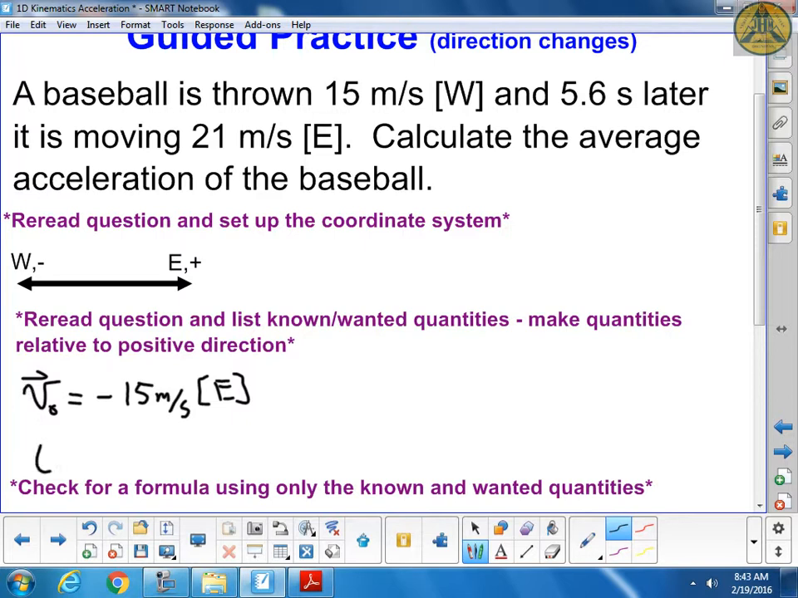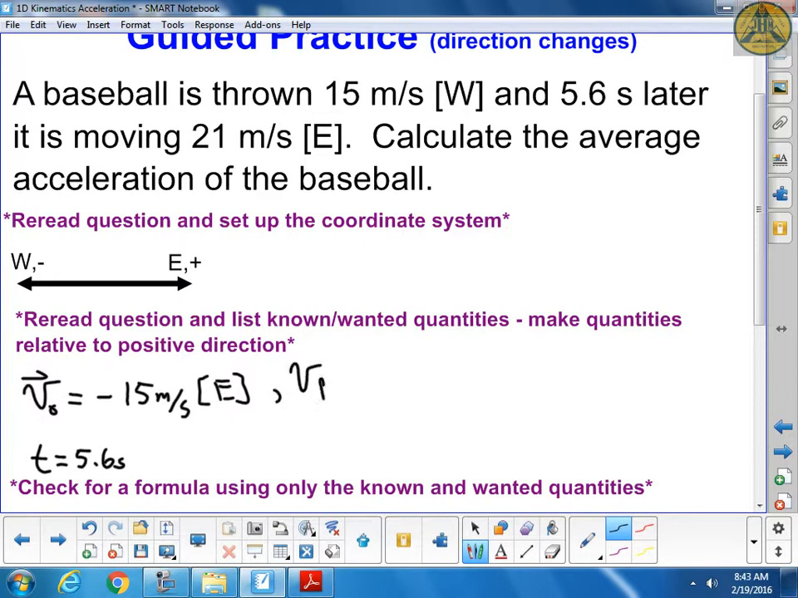Time is a scalar, no negative or positive. Well, it's always positive, I should say, but no direction. You can't go 5.6 seconds west. You can move that way with velocity, but time doesn't do that. And the last one, final velocity that we're given, is 21 meters per second east.